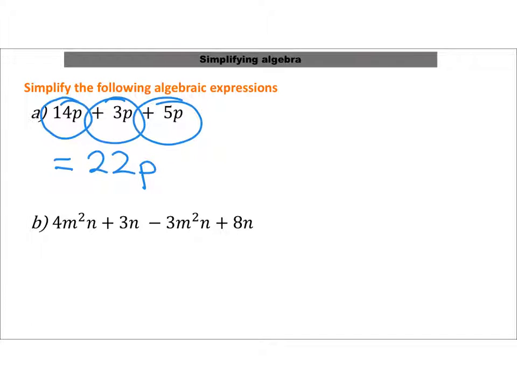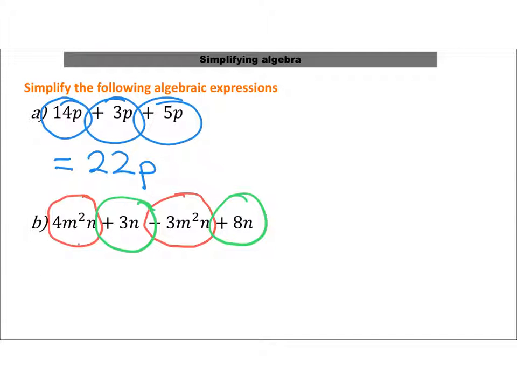Okay, let's have a look at this second example down here. A little bit trickier. I've got this one here that has a variable m squared and then an n, and then I've got this one here that also has m squared and then an n, so the same grouping of variables as well as powers. In this one, I've also got another pair of like terms. So what I'm going to do next is deal with each of these two different like terms separately.